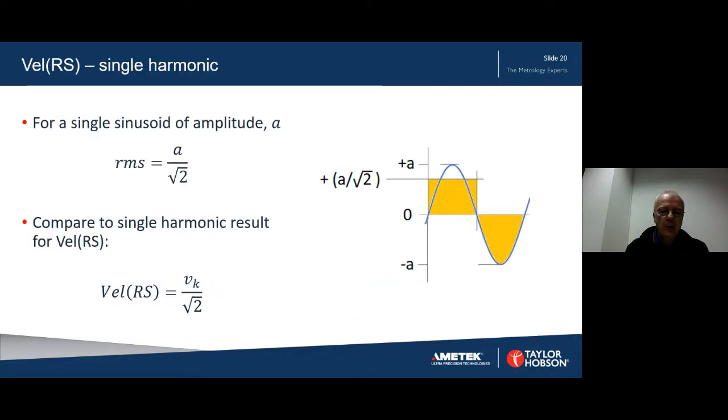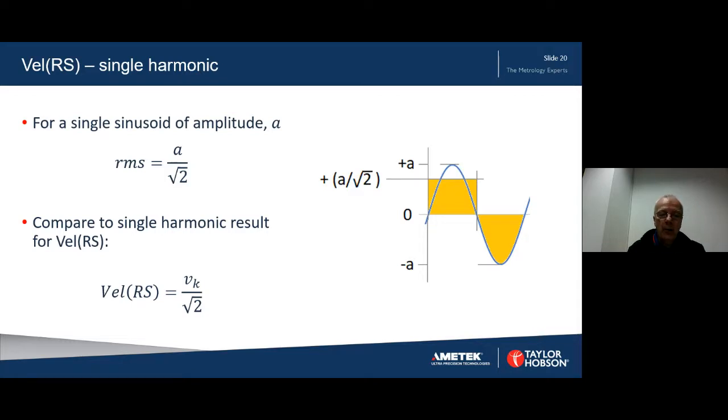Let's look at the result of VEL-RS when considering a single harmonic. The image on the right shows the sine wave, and the two shaded sections have the same area. The height of the rectangle, whose base is half a wavelength, and whose area is the same as the area under the curve in half a wavelength, is A divided by the square root of 2, where A is the amplitude of the sine wave. This, of course, is a well-known result.